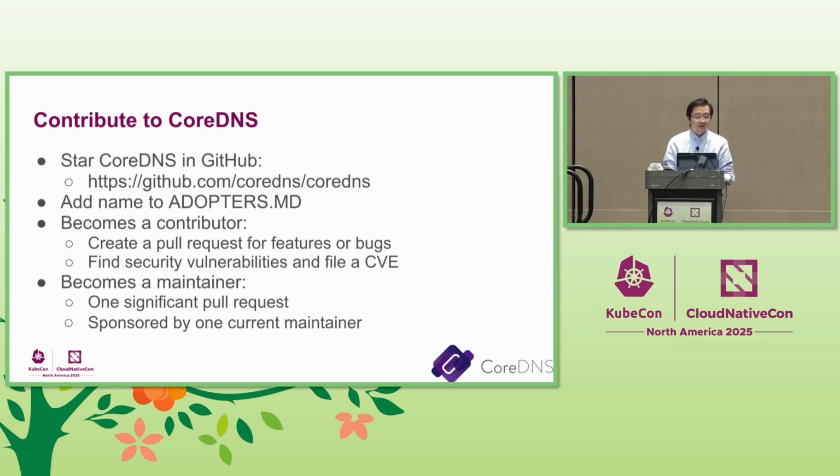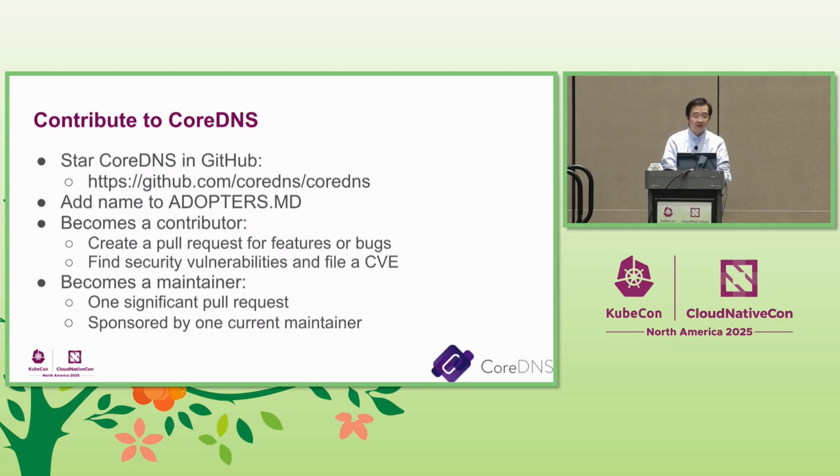You can add the name of your institution to the adopters list if the institution you work for is willing to share their name. You can also become a contributor. For example, you can create a pull request for features or bugs, or even just create a pull request to add your institution's name to the adopters list. You can also find security vulnerabilities, and you can file a CVE privately first. Once we get the vulnerability fixed, we can make it public.